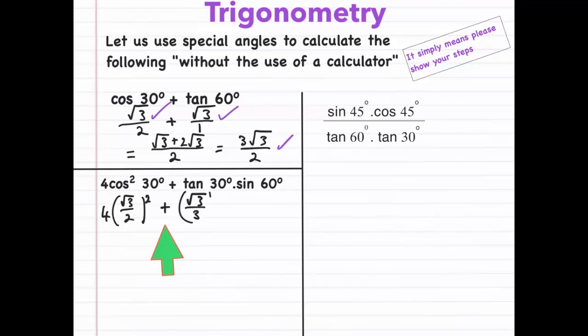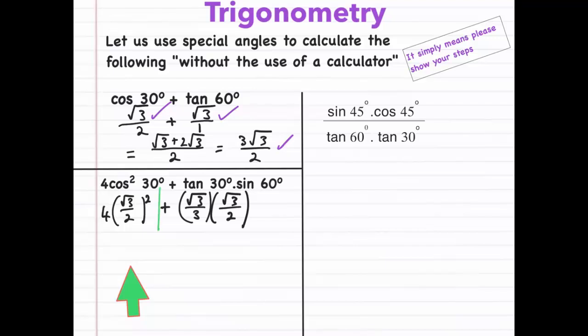And then I still need to multiply with the sine of 60 degrees. And the sine of 60 degrees gives me square root 3 over 2. So let me do that. So that's the square root 3 over 2. Okay, brilliant. Now, let's continue.